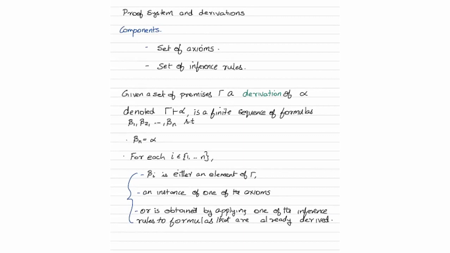So you have premises, which are your assumptions. Under these assumptions, I want to prove something. That's what it's saying. You can use premises and you can use inference rules. Inference rules say that if you have already derived something, then you can apply the inference rule on the derived formula.